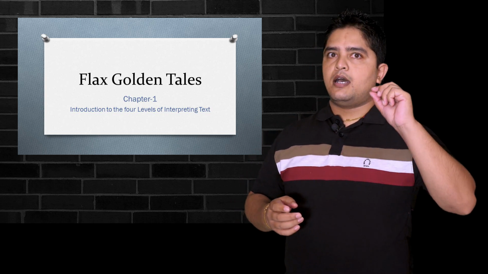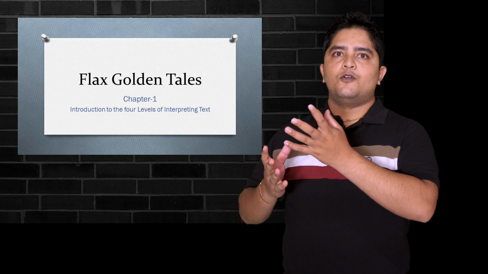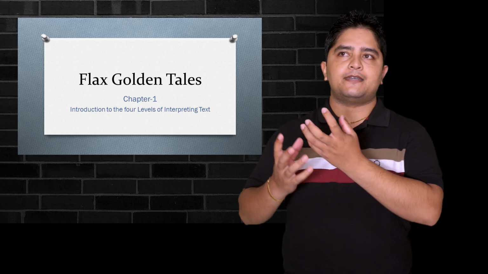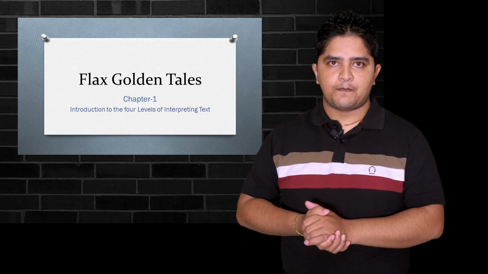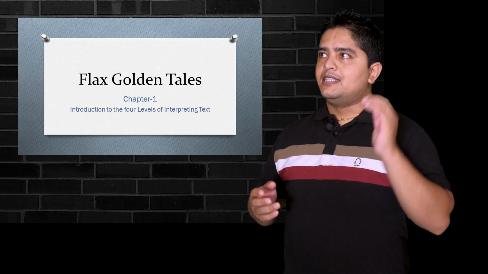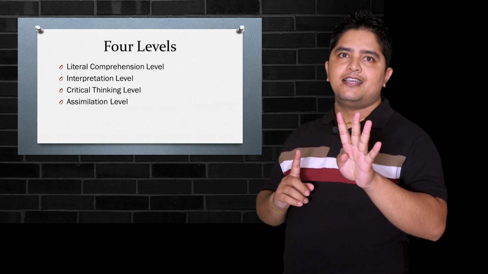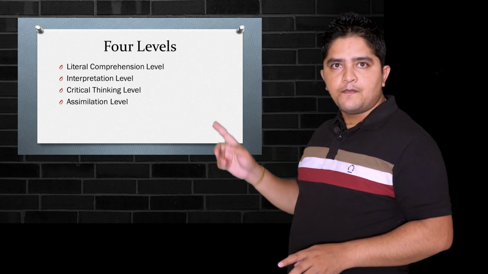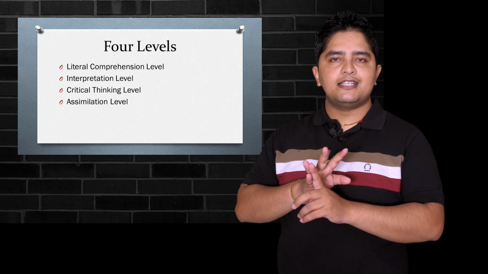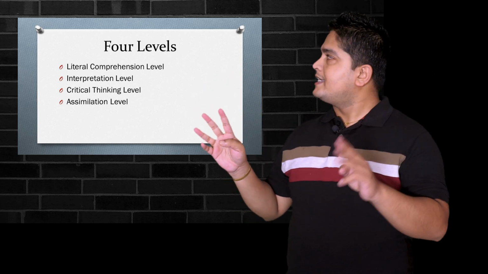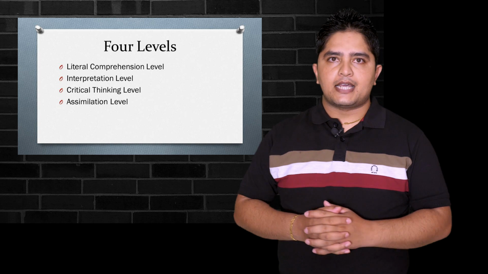Okay, so the first chapter itself is all about the ways of interpreting a text, ways of analyzing a text, or ways of getting meaning out of a text. So this chapter basically talks about 4 methods of interpreting a text, and they are, you can see here. Number 1 is literal comprehension level, number 2 is interpretation level, number 3 is critical thinking level, and number 4 is assimilation level.